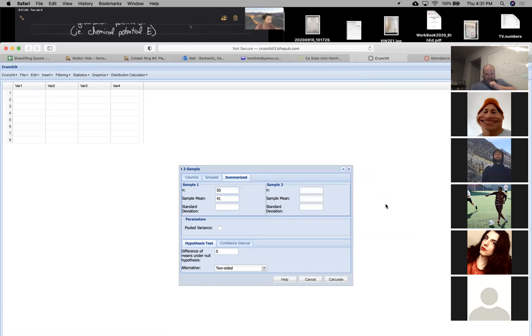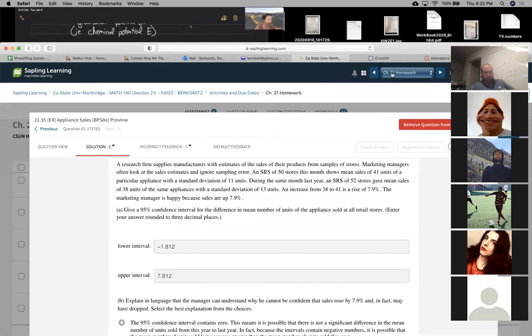How do we know Z? What's the giveaway? Because we were not given the standard deviations. When you're not given the standard deviations, you use T. That's the giveaway. I mean, the sample standard deviations were given, but we weren't given the population standard deviations.